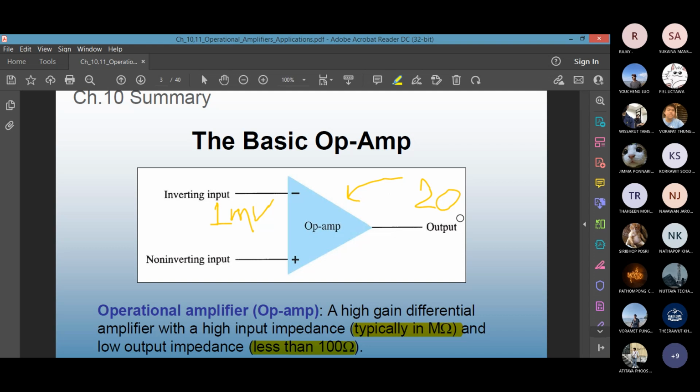We will see later on why the open loop gain doesn't really matter. What matters is the closed loop gain. In the closed loop, the gain becomes much smaller. Open loop gain is higher, but it is unstable.